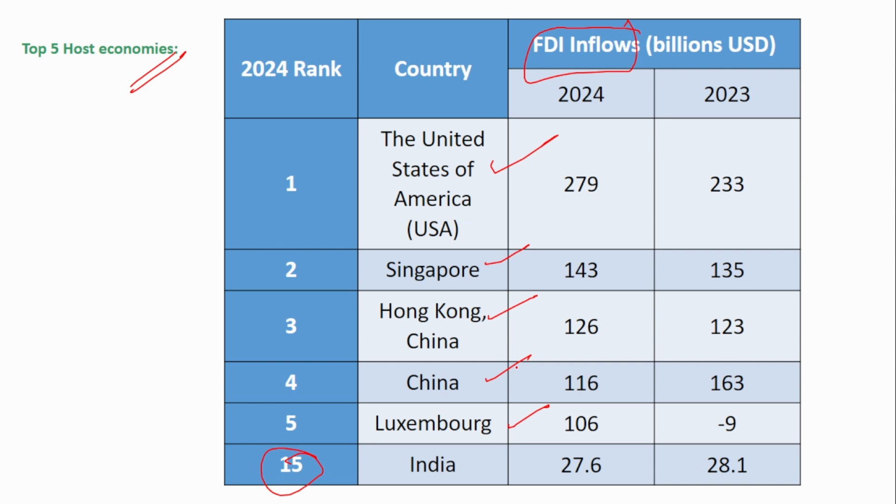If you see Luxembourg, it has a huge appreciation. From -9, that is, no investment in 2023, but in 2024, 106 billion USD. All these numbers are in billion USD. You don't have to remember the numbers, but you have to remember the top 5 and India's rank. USA, Singapore, Hong Kong, China, and Luxembourg.